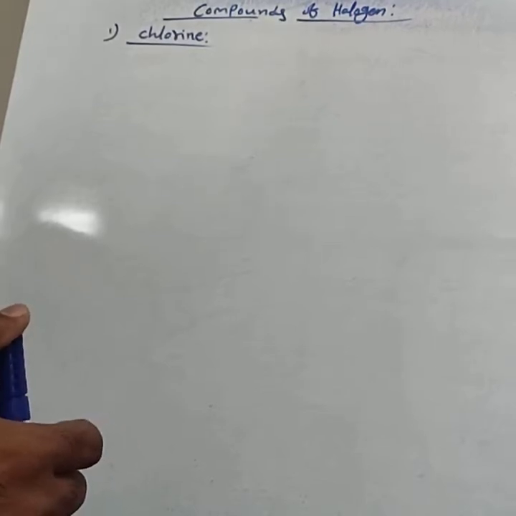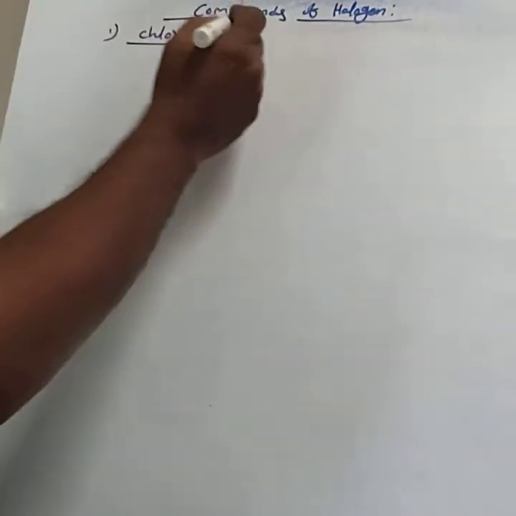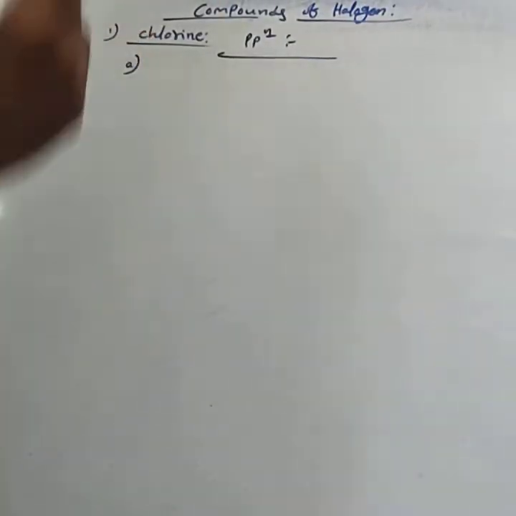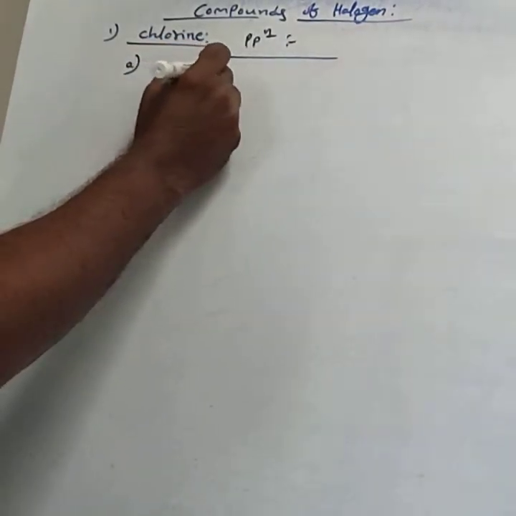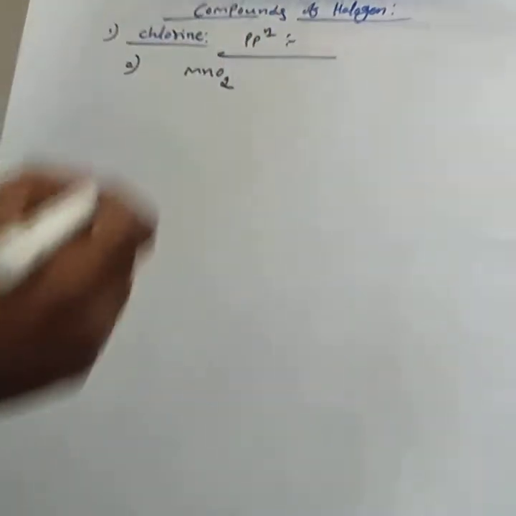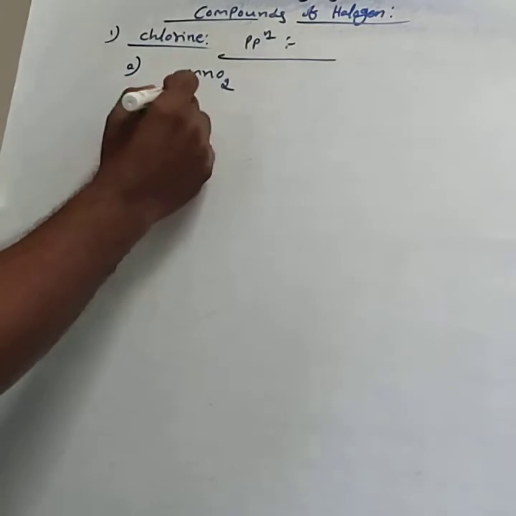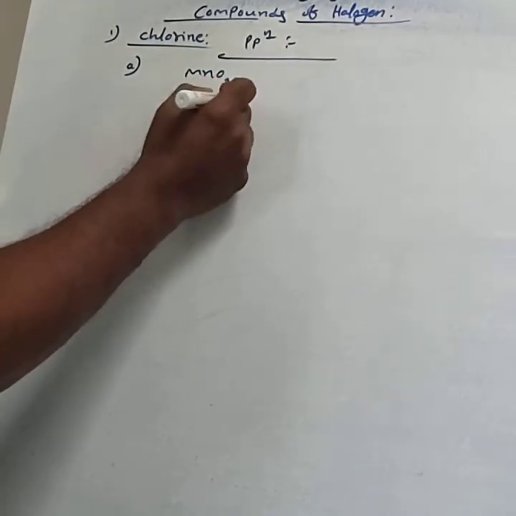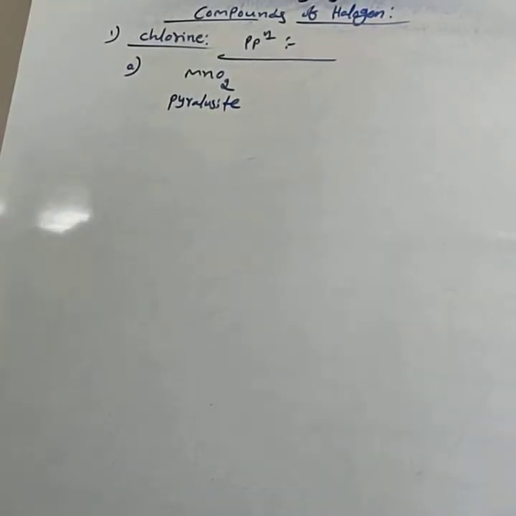First you study chlorine, dichlorine. First consider the preparation of dichlorine. The first method: dichlorine is obtained by heating MnO2, manganese dioxide, commonly called pyrolusite.